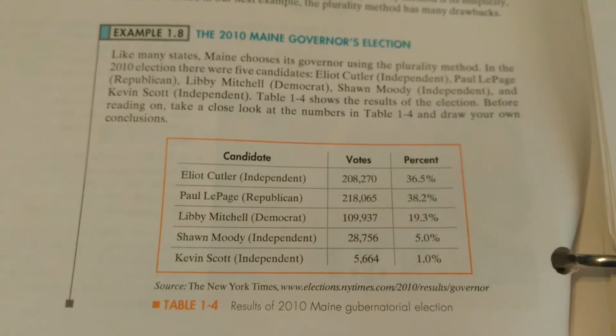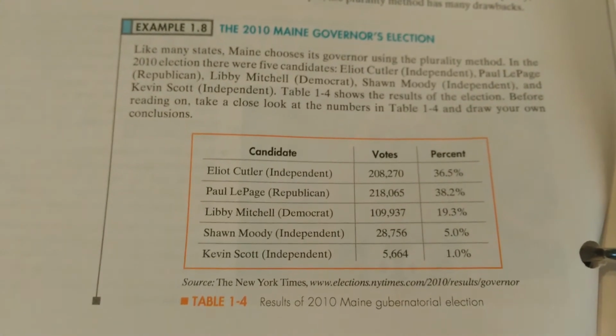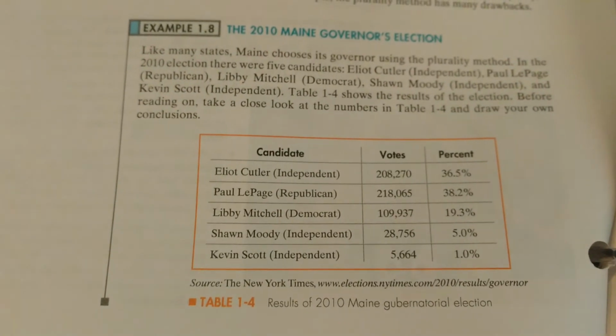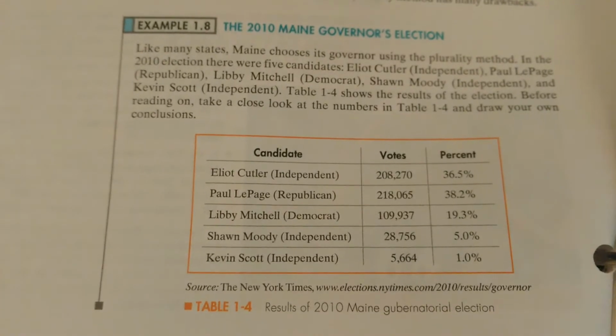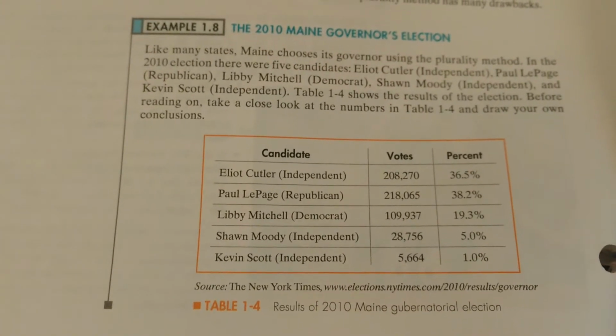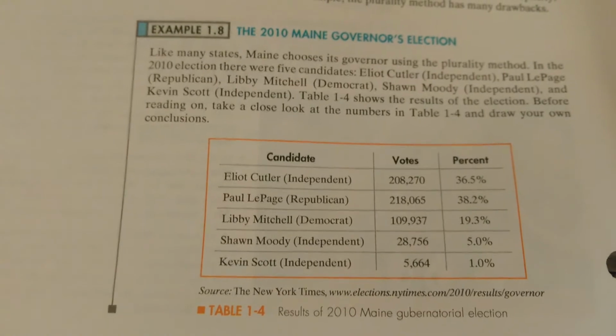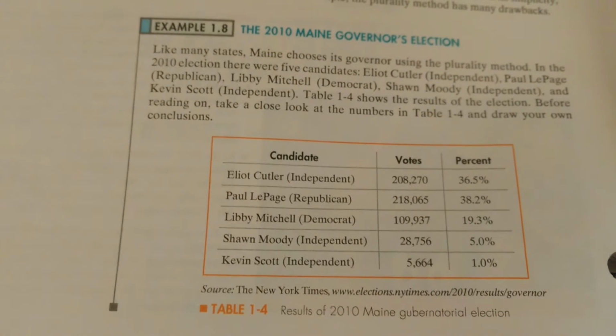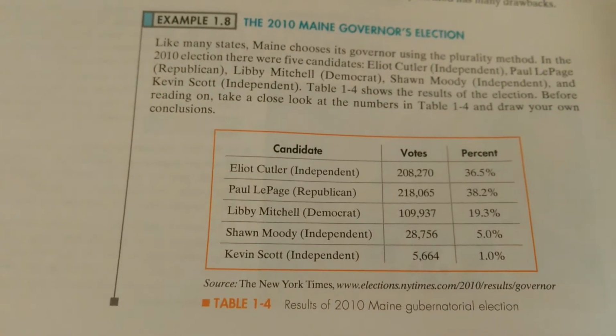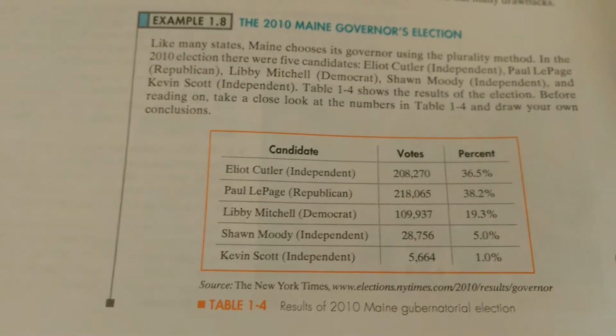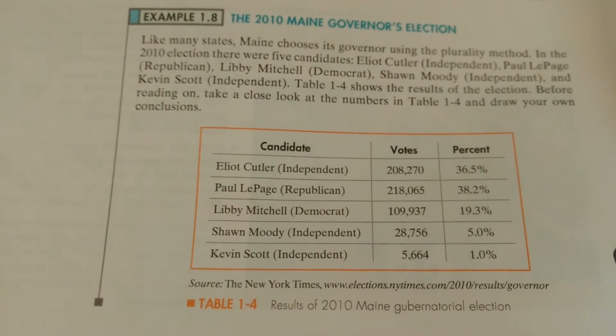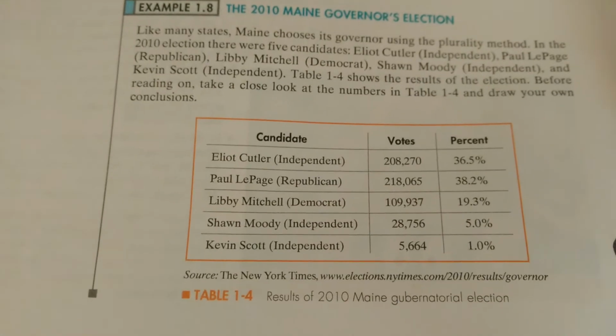This problem says, like many states, Maine chooses its governor using the plurality method. In the 2010 election, there were 5 candidates, and I'm not going to read the names. Table 1.4 shows the results of the election. Before reading on, take a close look at the numbers on Table 1.4 and draw your own conclusion.